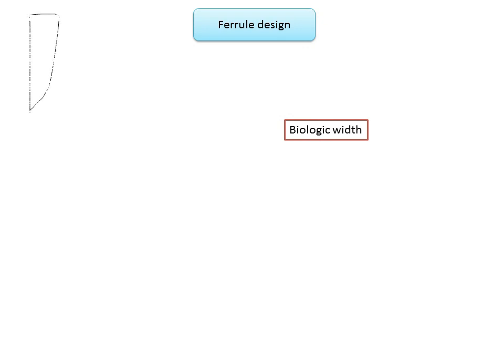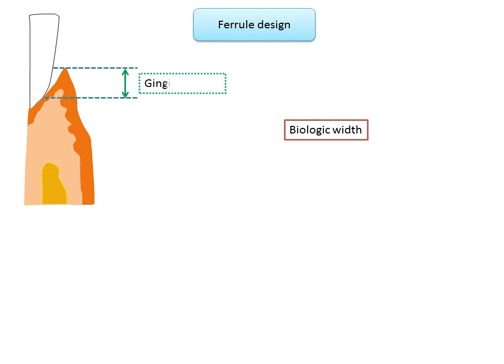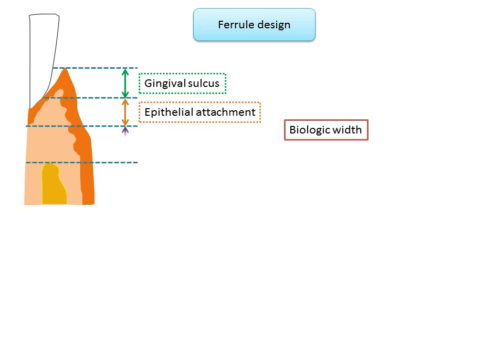Another point of consideration when designing a ferrule is the biological width. So here you can see an image of the tooth and the gingiva. The free gingival margin encircles the gingival sulcus. The part of the epithelium attached to the tooth is the epithelial attachment, and below that is the connective tissue attachment, which ends at the alveolar crest.